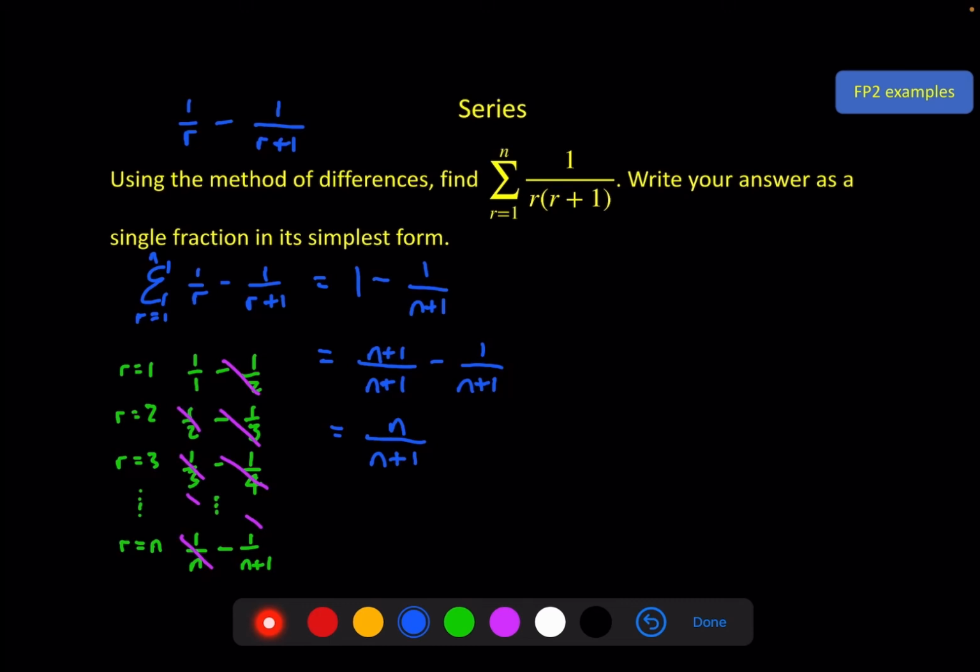So I hope you can see the same sort of idea. First, partial fractions, which we did in the starter question, to get an expression of a difference. Then make your list, find your pattern of cancelling, see what's left over, simplify.